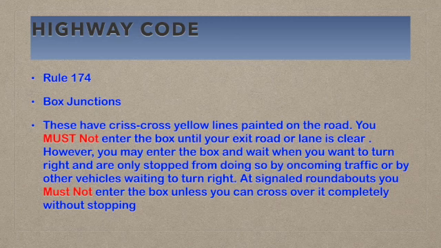Rule 174. Box junctions. These have crisscross yellow lines painted on the road. You must not enter the box unless your exit road or lane is clear. However, you may enter the box and wait when you want to turn right and are only stopped from doing so by oncoming traffic or by other vehicles waiting to turn right. At signal roundabouts, you must not enter the box unless you can cross over it completely without stopping.